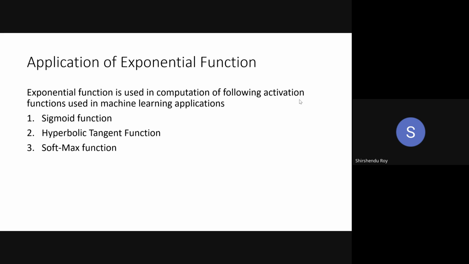The sigmoid function may be used in the last layer of a convolutional neural network, or generally we use it in logistic regression. The hyperbolic tangent function is generally used in the hidden layers of a convolutional neural network. The softmax function is also generally used in the last stage of the CNN, which we have already seen in some sessions. I am not going to discuss it in detail, but I am saying that the exponential function is used in these activation functions. How?